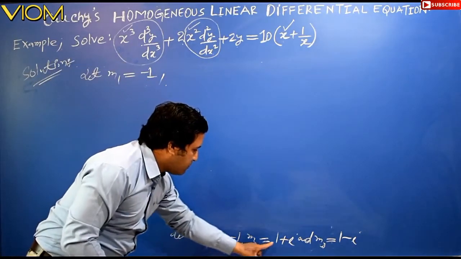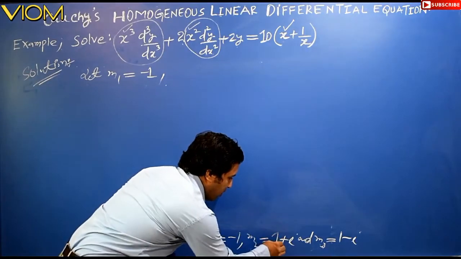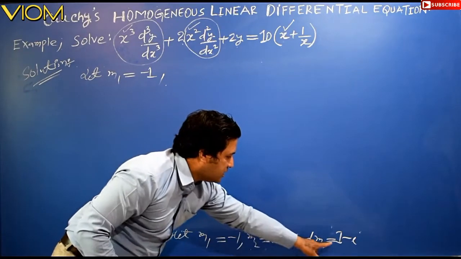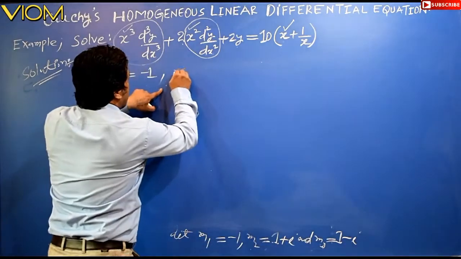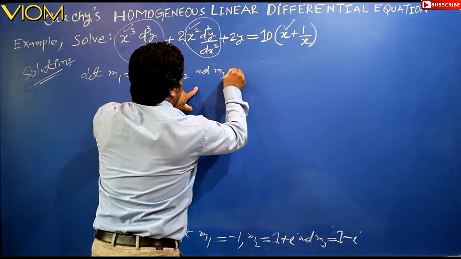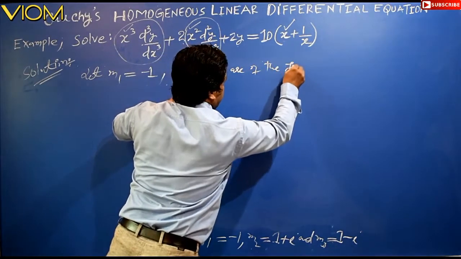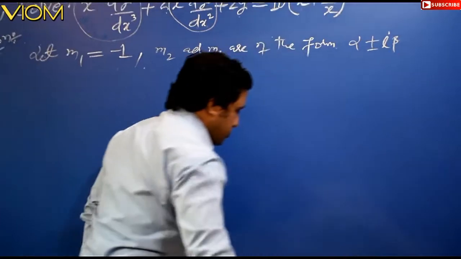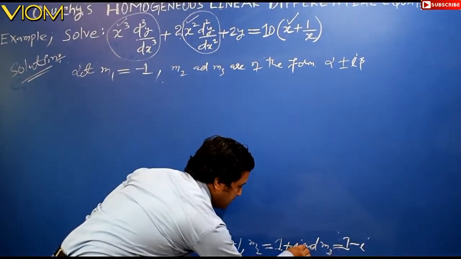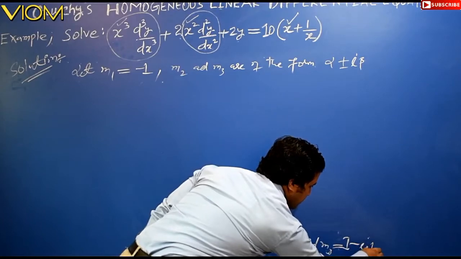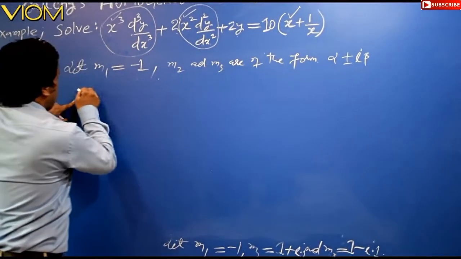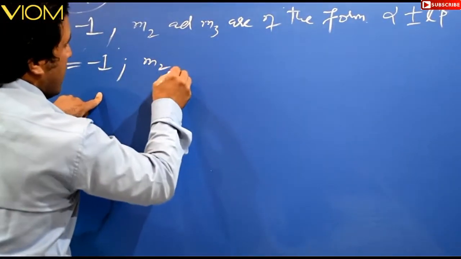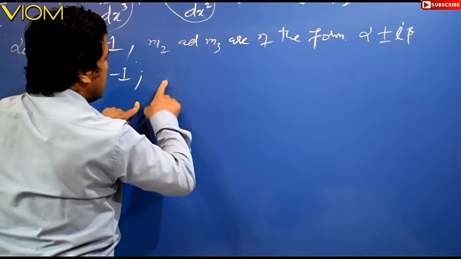You clearly know that both the roots m2 and m3 are of the form real part plus imaginary part. So I can write m2 and m3 are of the form alpha plus minus iota beta. You know that in front of iota there is 1. We say that m1 is equal to minus 1, and m2 and m3 are of the form alpha plus minus iota beta.